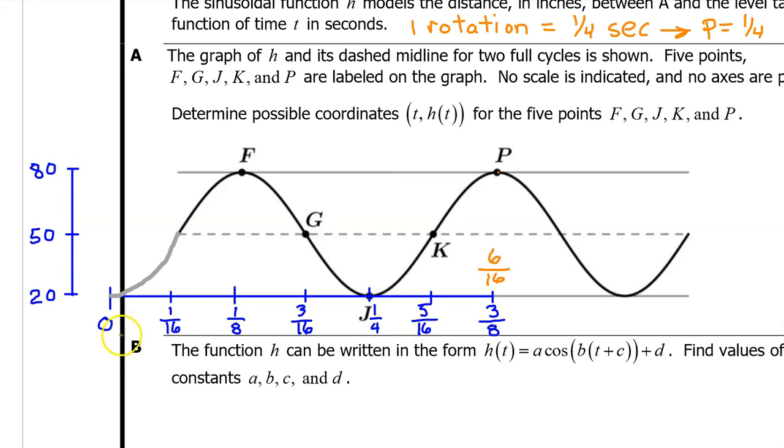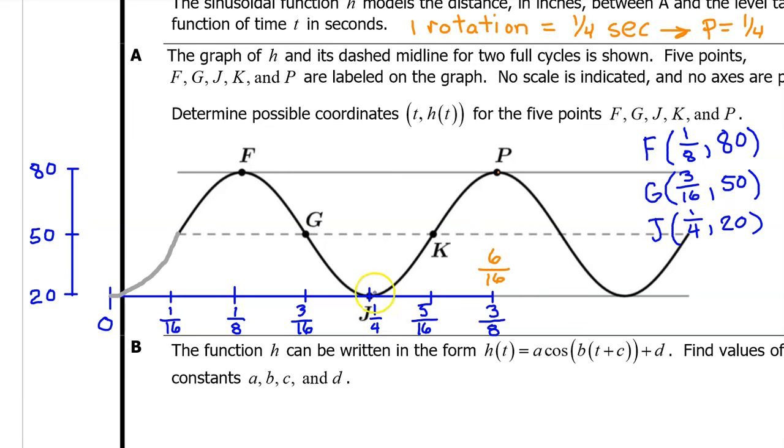Now we have all of the input coordinates and all of the output coordinates. So let's make a list of the coordinates of the 5 points that we needed. Point F is at (1/8, 80). Point G is at (3/16, 50). Point J is at (1/4, 20). Point K is at (5/16, 50). And point P is at (3/8, 80). And that's it for part A.